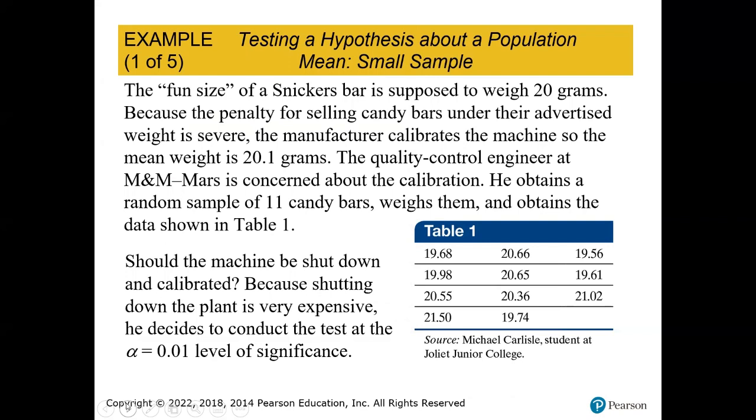These candies are supposed to weigh 20 grams. The machine is set to 20.1 just to be safe. So the way they have it set is 20.1 grams, and we want to find out, he's concerned about the calibration. It doesn't say he thinks it's more or less. He just says he's concerned. That means I'm just trying to figure out, is it different? Am I off?